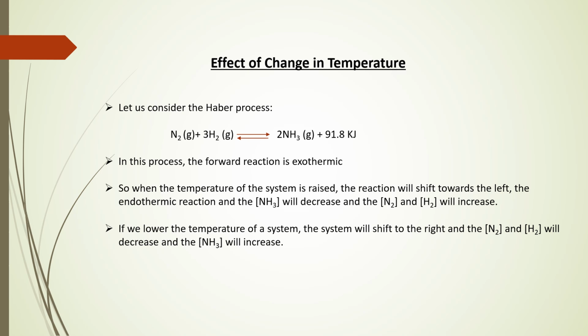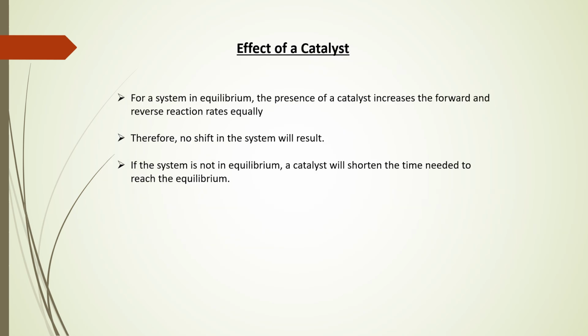If you lower the temperature of a system, the system will shift to the right and the concentrations of nitrogen and hydrogen will decrease and the concentration of NH3 will increase. Effect of a catalyst. For a system in equilibrium, the presence of a catalyst increases the forward and reverse reaction rates equally. Therefore, no shift in the system will result. If the system is not in equilibrium, a catalyst will shorten the time needed to reach equilibrium.